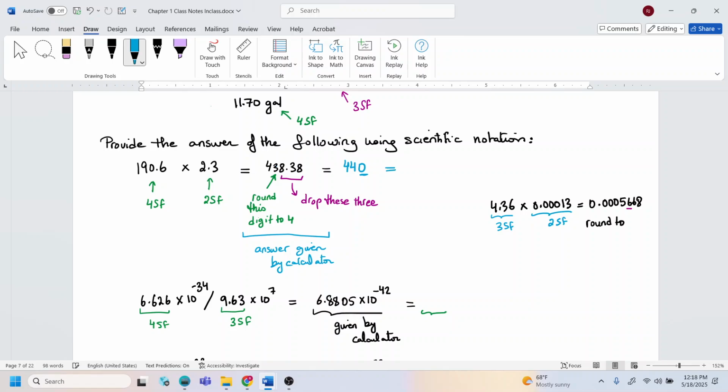I need to write it as a scientific notation. So this one is greater than 1, right? So I need to move it 2 decimal places. It's going to be 4.4 times 10 to the 2, and that is 2 significant figures. And this one over here is 2 significant figures. Please remember that 0 is not a significant figure if it is a whole number. So this 0 over here is not considered to be a sig fig.